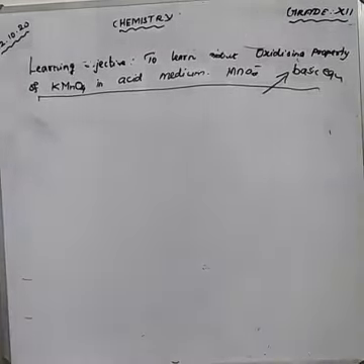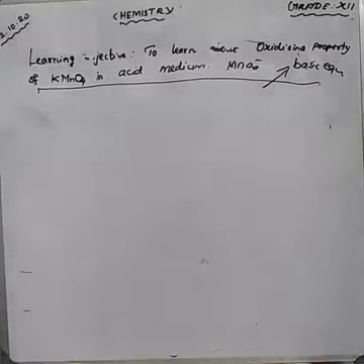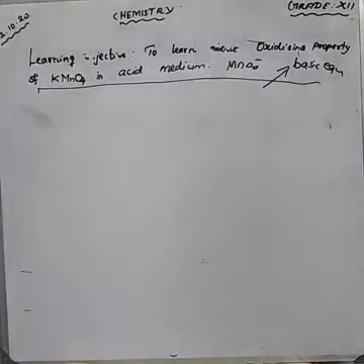Today we learned about the oxidizing property of potassium permanganate in acidic medium: ferrous salt to ferric salt, iodide ion to iodine, oxalic acid to carbon dioxide, and sulfide to sulfur. The balancing we can discuss in the next class.